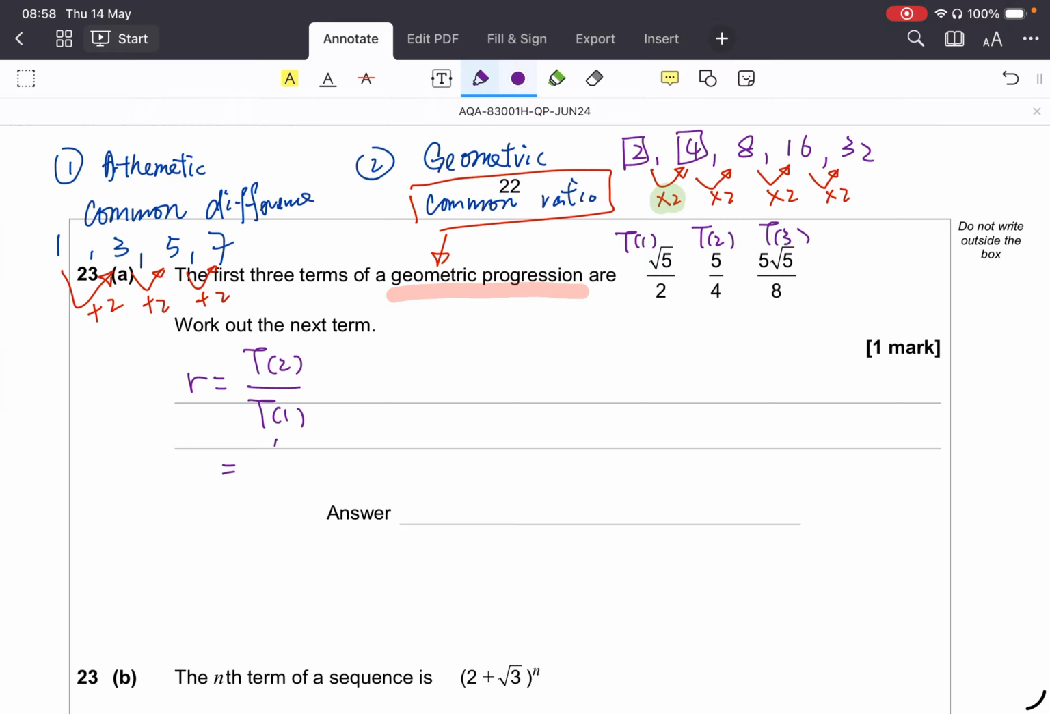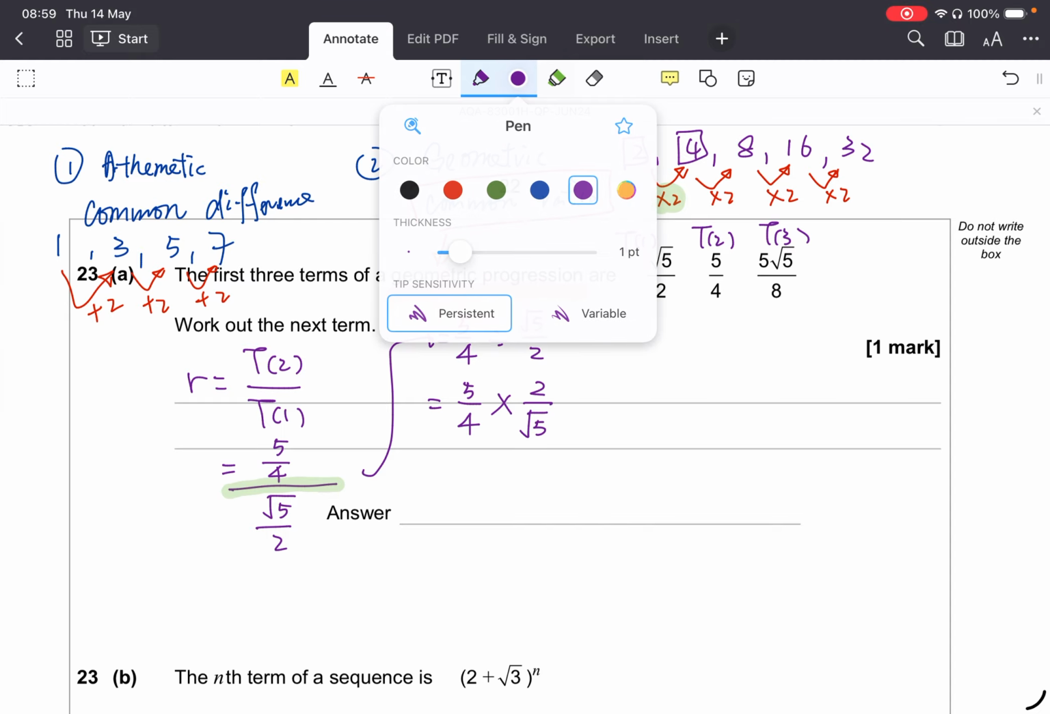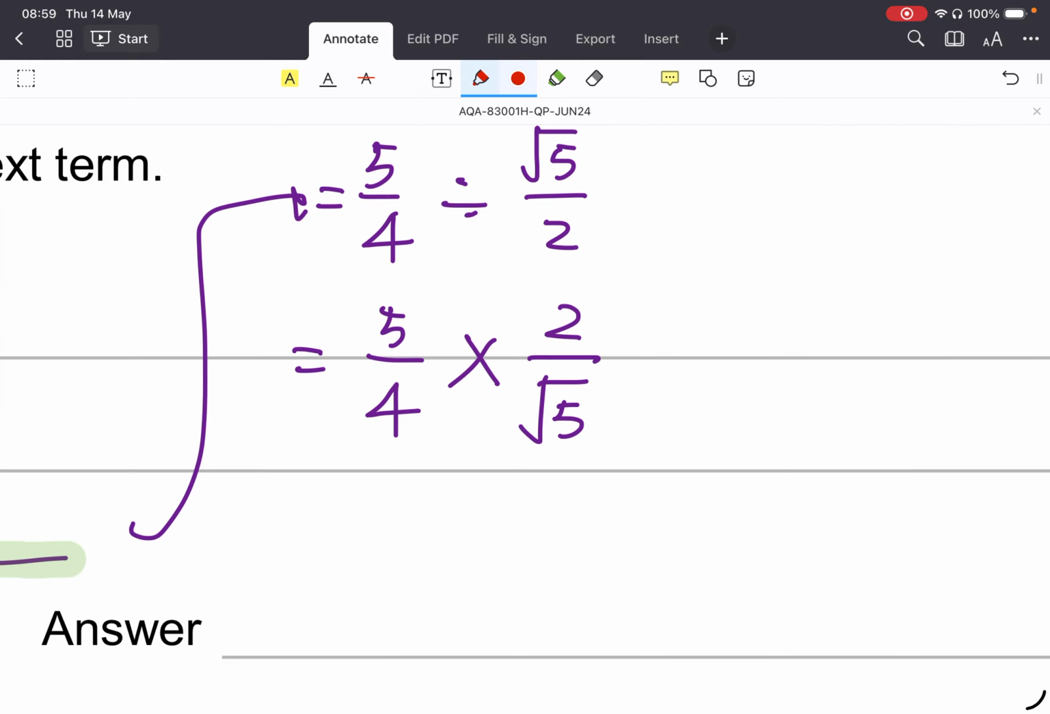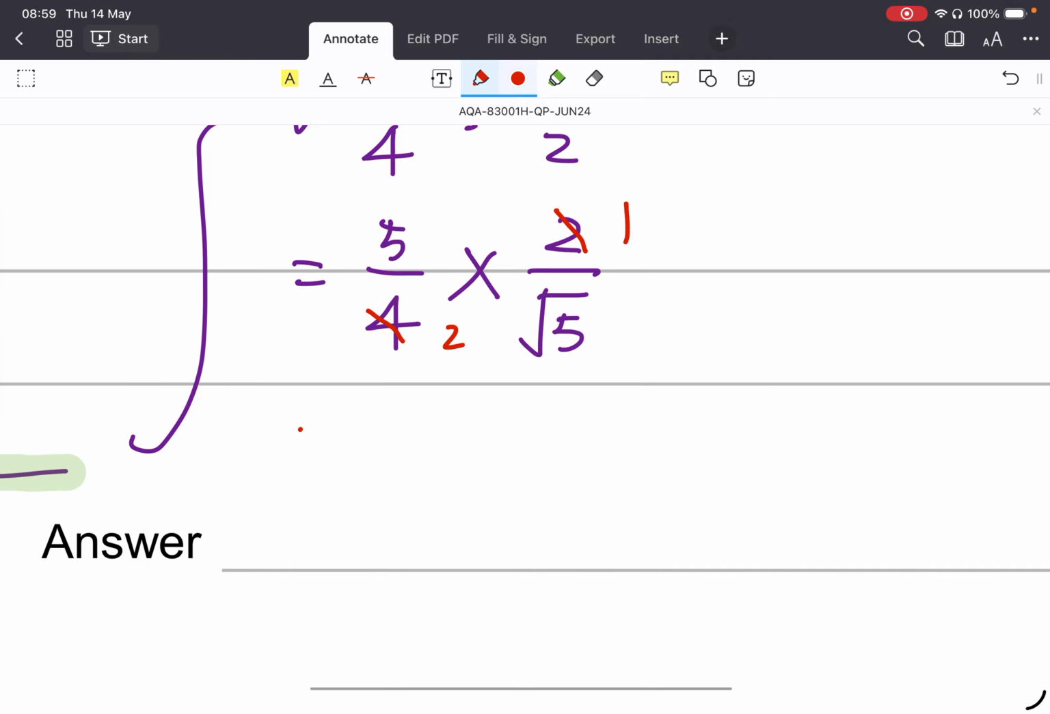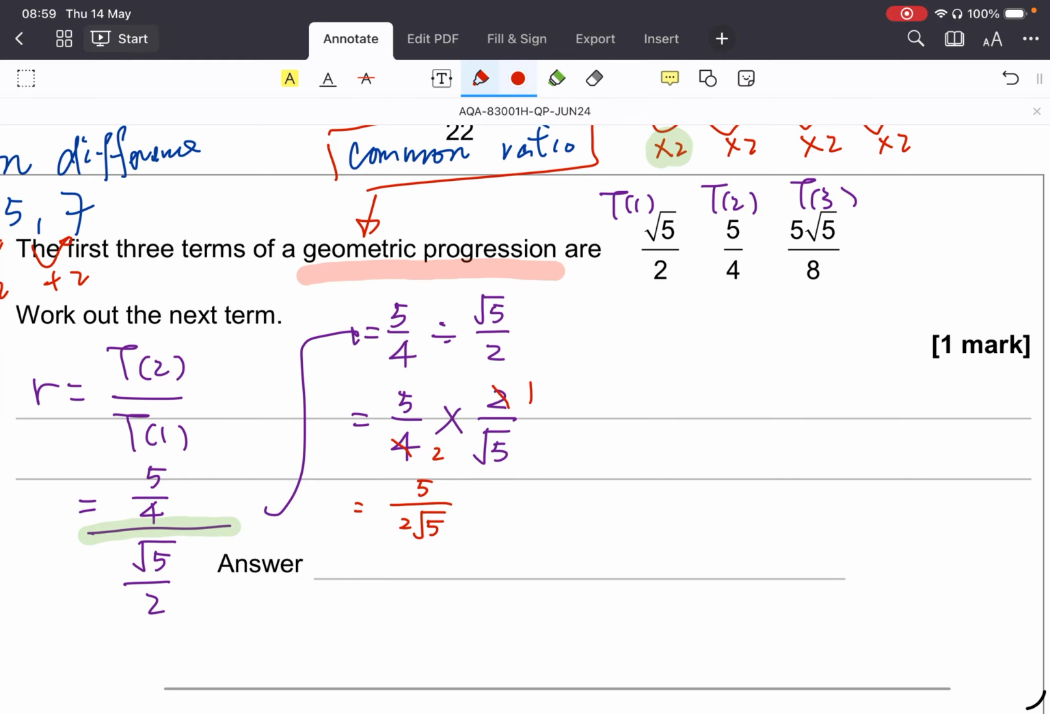Which is 5 over 4 divided by root 5 over 2. In that case, we make use of this main fraction line to make it a division. So we write 5 over 4 divided by square root 5 over 2, and we swap while changing the division into multiplication. We can simplify the number at the bottom with the number at the top, so we simplify the 2 and the 4. So we get 5 over 2 square root 5, which is the common ratio.